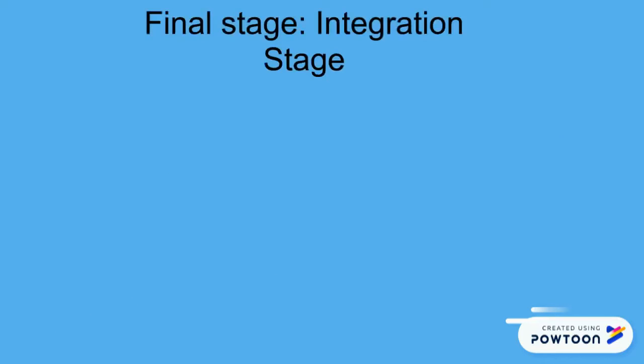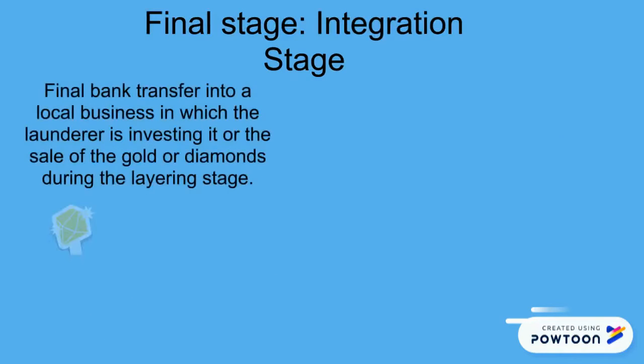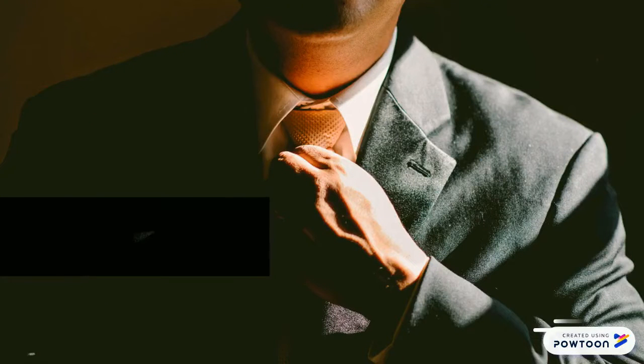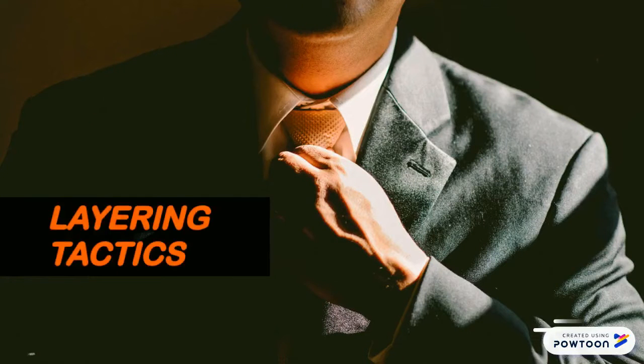The final stage is the integration stage. A final bank transfer goes into a local business in which the launderer is invested, or the sale of the gold or diamonds purchased during the layering stage. At this point, criminals can use the money without getting caught. Next, we move to the layering tactics.